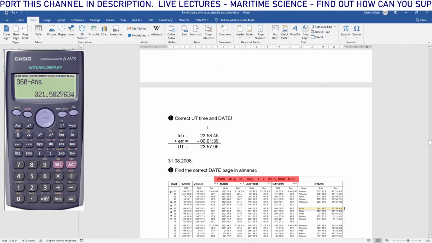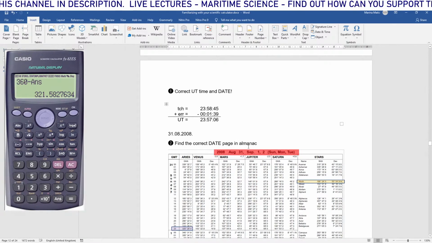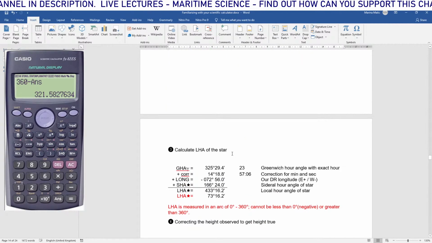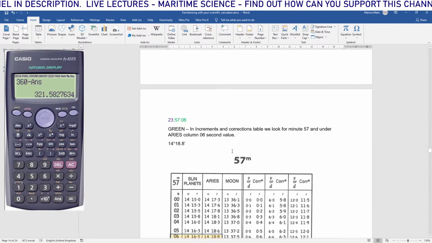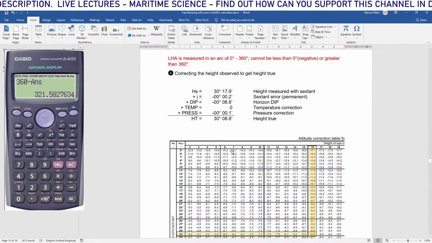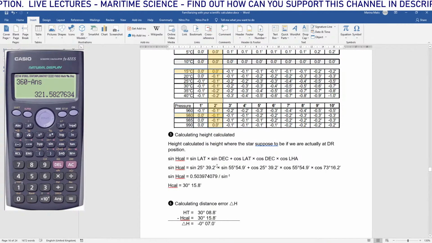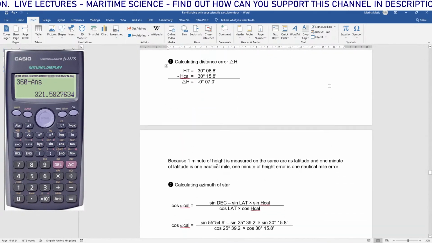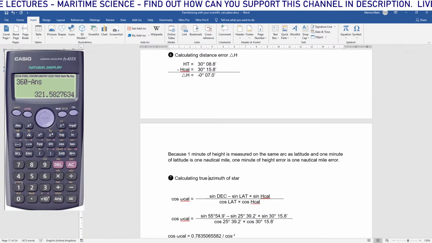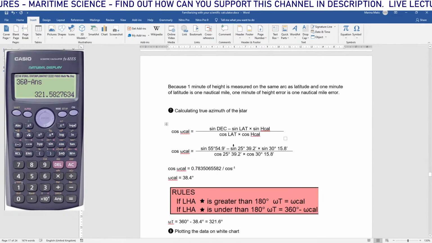So step 1, you find the correct UT time and date. Step 2, find the correct date page in the Almanac. Step 3 is calculate the local hour angle of the star. Step 4 is correct the height observed to get the height true. And once you have that, calculate the height calculated, calculate the distance error, and calculate the true azimuth of the star. I keep forgetting the "of the star".